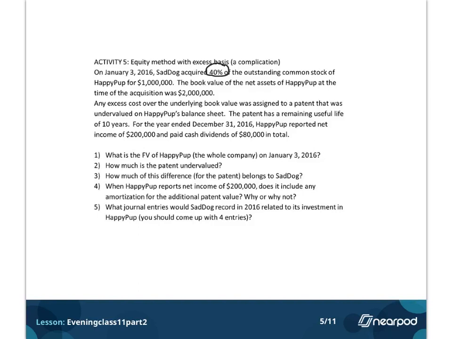So let's just see what we can come up with for these questions. I'm going to move them out of the way and make them tiny so that we can have room to write.